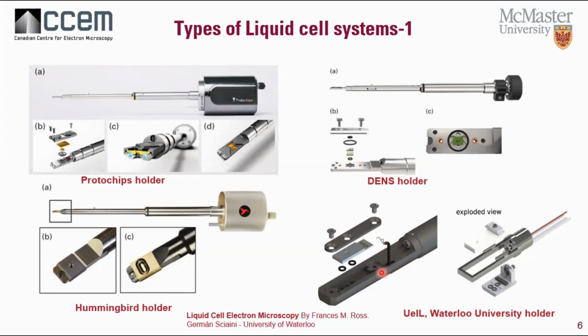So there are different holders and companies on the market, like the Poseidon holder from Protochips, the Stream from DENSsolutions, or the Hummingbird holder from Hummingbird Scientific. They are all using different designs, but they are all based on clamped chips. More recently, our colleagues from Waterloo University came up with a new design which accurately controls the thickness of the liquid. The prototype holder, as far as I know, should be available in the next few months, and we are hoping to be among the first users.